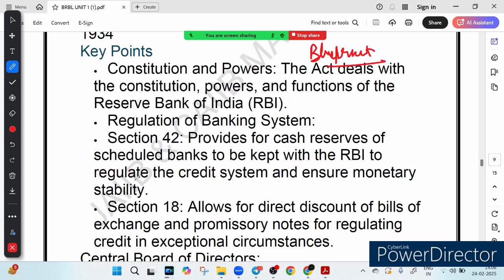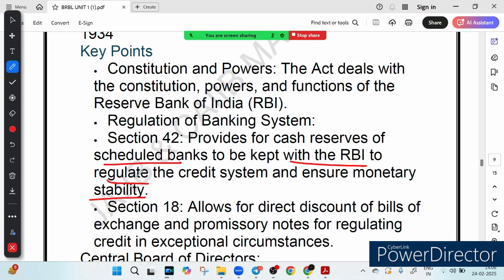So there is a section called Section 42. This one is about the cash reserve. So whenever you see Section 42, remember it is regarding the cash reserve. It says that all scheduled banks, we will get to know what a scheduled bank is, must keep part of their money with the RBI. This helps control how much money is floating around in the economy and keeps things stable. Again I am repeating, Section 42 is all about the cash reserve.